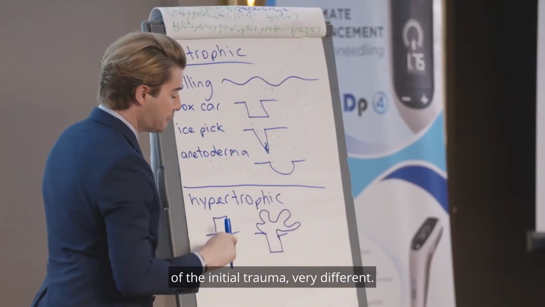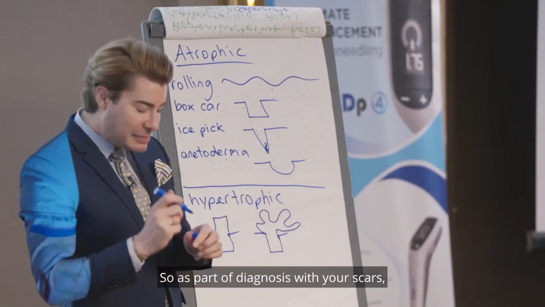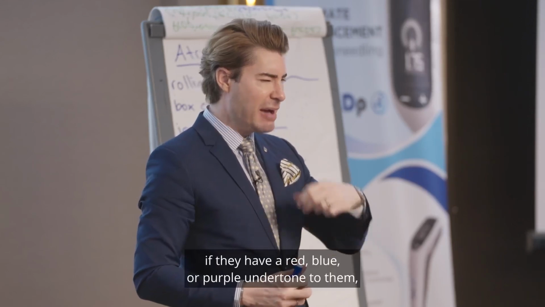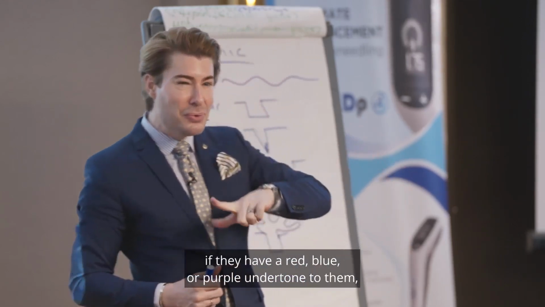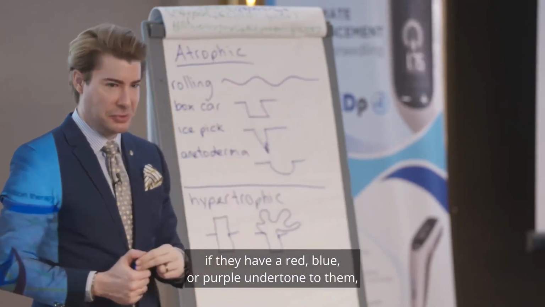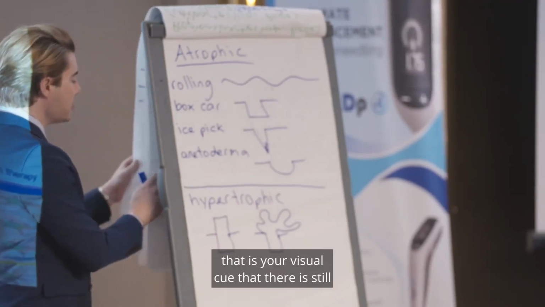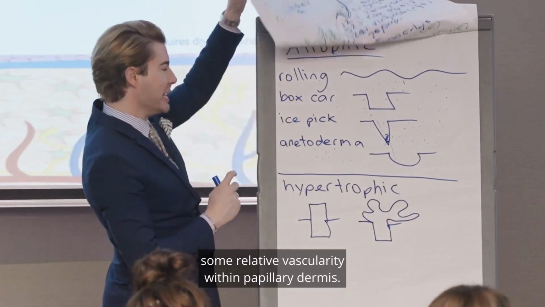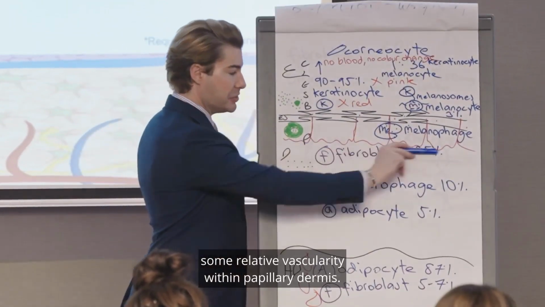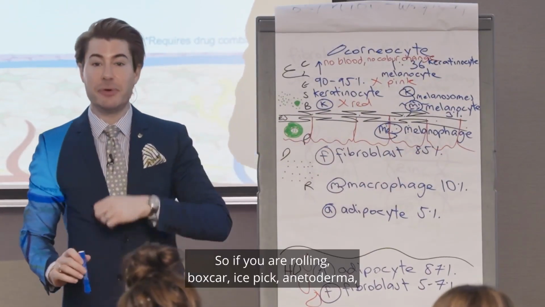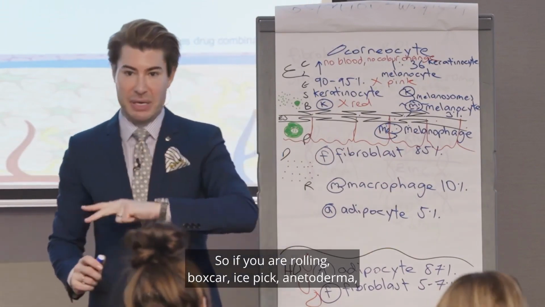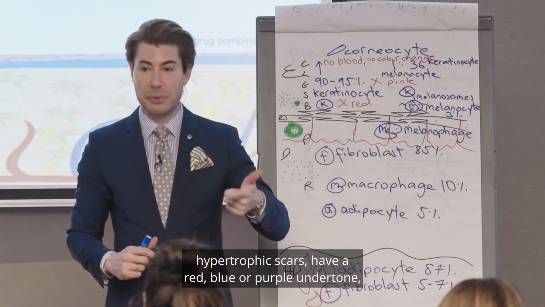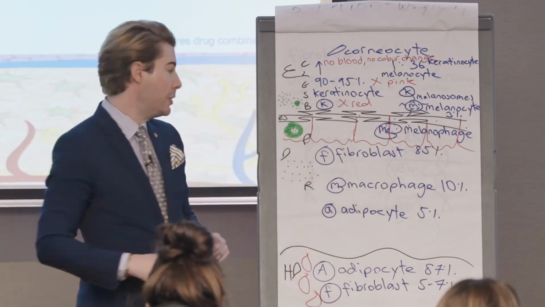Very different. So, as part of diagnosis with your scars, if they have a red, blue, or purple undertone to them, that is your visual cue that there is still some relative vascularity within the papillary dermis. So if you're rolling, boxcar, ice pick, anetoderma, hypertrophic scars have a red, blue, or purple undertone, treat here.